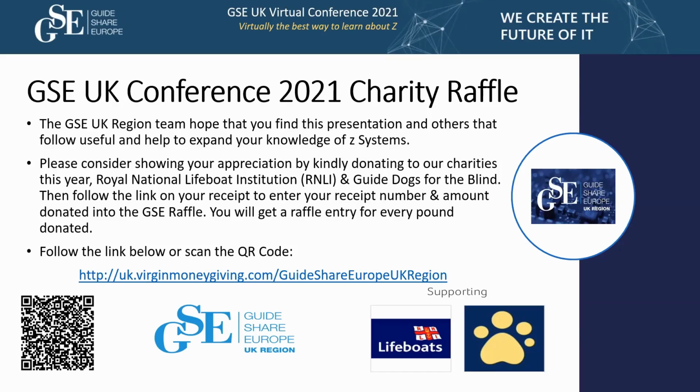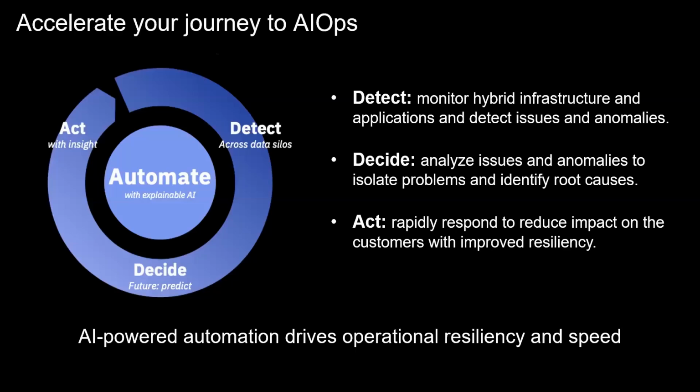So just to level set back to what you might have seen at the beginning of the conference last week, when a peer of mine, Domenico Delterio, talked about the journey to AIOps. The solution that we'll talk about today fits squarely into this, really in the decide phase. Those three phases, again, are detect, where we can look at hybrid infrastructure and applications to detect issues and anomalies. And decide is really getting down to helping us isolate problems and identifying root cause so that we can take action and actively respond to any issues that we find.